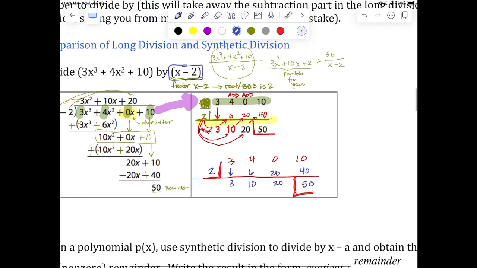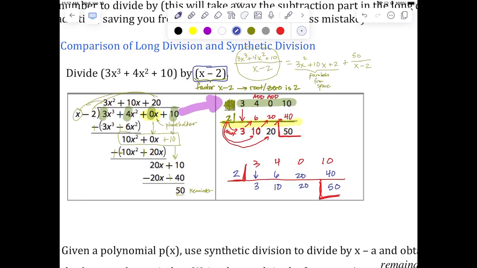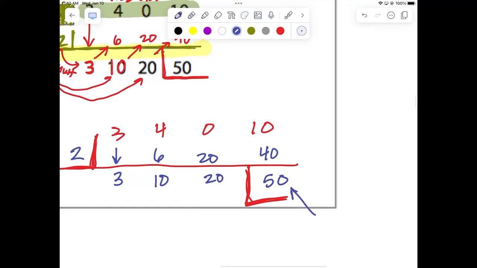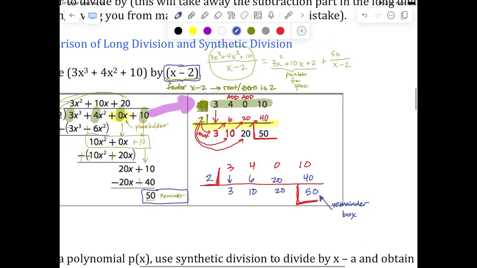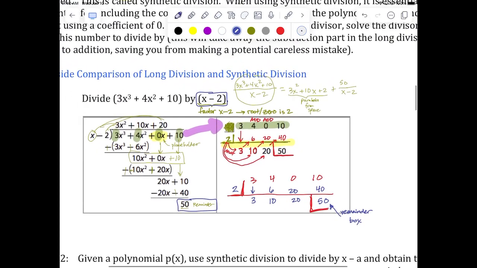Do you recognize that 50 from the long division process? It was the what? It was the remainder. This right here is called your remainder box. So if you're just interested in what the remainder is, you can do synthetic division, and it's a lot quicker. It's a lot cleaner. It's a lot more efficient.